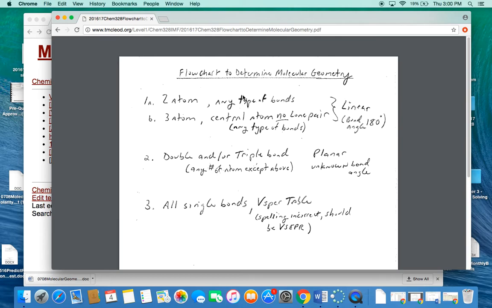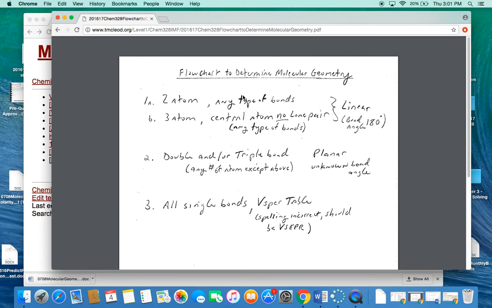It's a logic tree. So the first one says that if the substance has just two atoms, it has to be linear, no matter the type of bond. Also, if you have three atoms or more, you have to have a central atom, and there are no lone pairs on the central atom. Again, it doesn't make a difference the type of bonds, single, double, triple. That's also going to produce a linear shape substance.